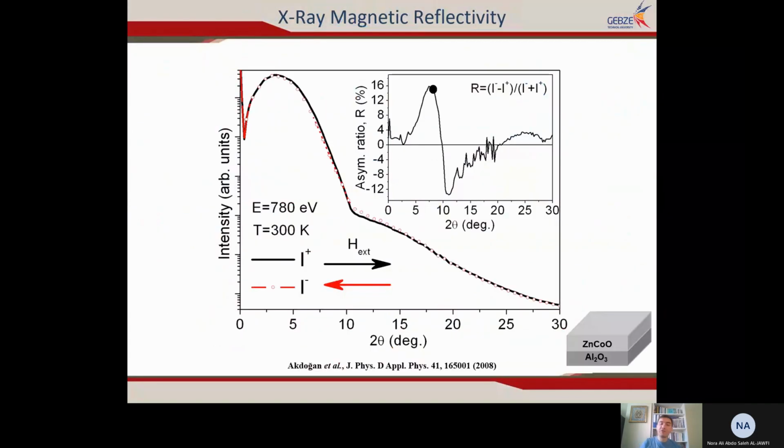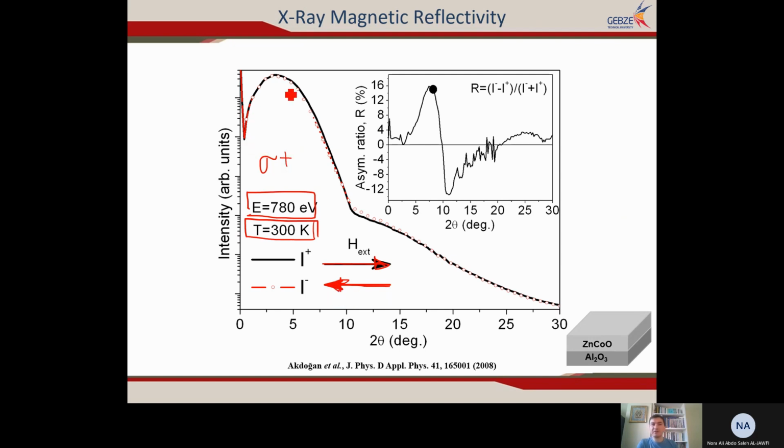Then let me show you the real data. So this is the energy, 708 electron volt. This is the temperature, okay? And here the polarization is also fixed, right circularly polarized light. So three parameters are fixed. And then I am applying an external magnetic field to the sample, this black one, to the right side, and I am repeating the reflectivity curve for the magnetic field in the opposite direction.